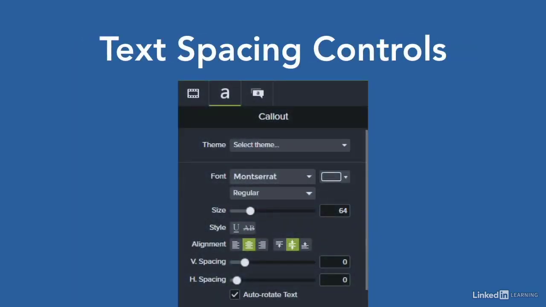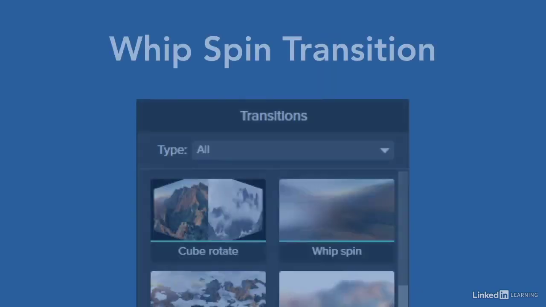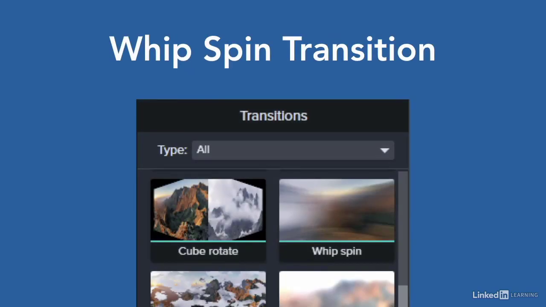Number 3, text spacing controls. Now, you can control the horizontal and vertical space that controls the spread of your text. Number 4, block text style. Now, this feature is hidden, but if you right-click on a block of text, there's a new Apply Block Text Style option. Number 5, whip spin transition. Add this cool new transition to quickly whip from one shot to the next.